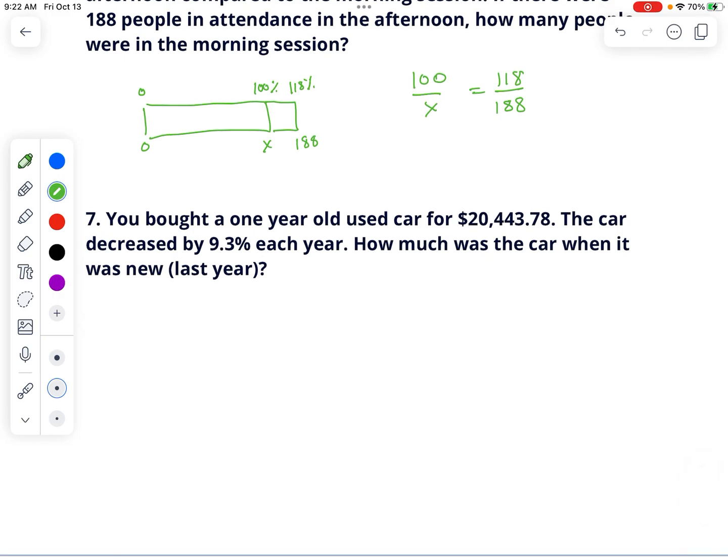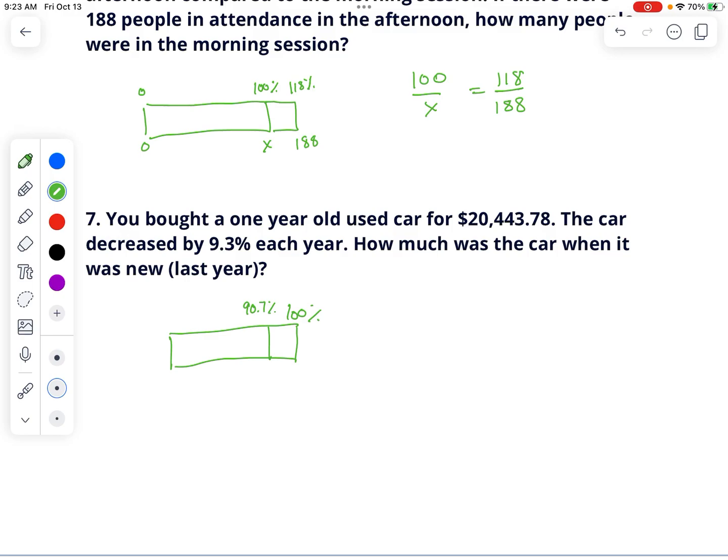You bought a 1-year-old used car for $20,443.78. The car depreciated by 9.3% each year. How much was the car when it was new? So again, let's use a tape diagram, 100%. And then it went down. If I subtract that from 100, I'm at 90.7%.